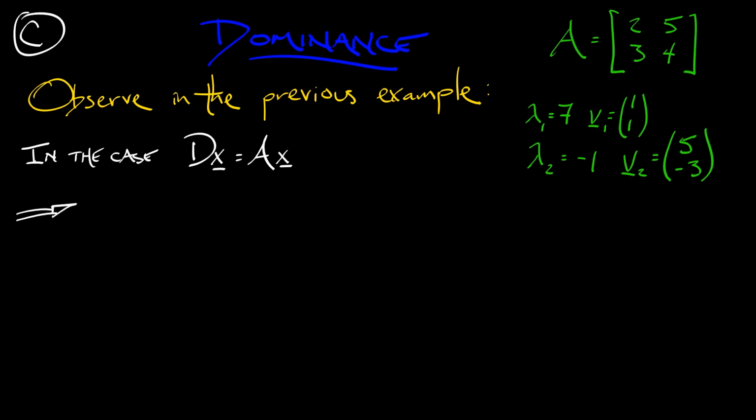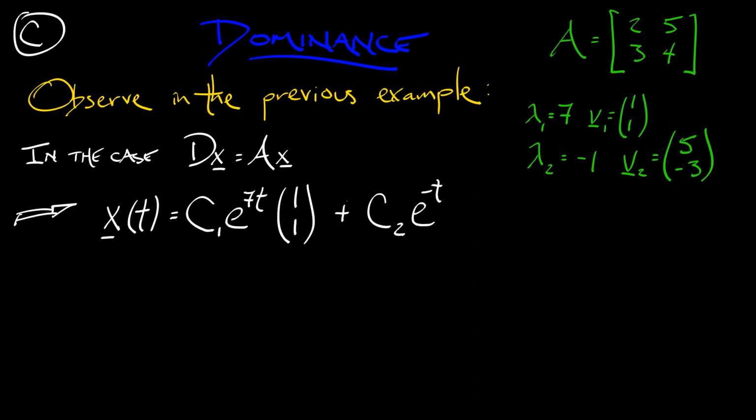Well, x of t is a linear combination of the two eigenmodes. You have c1 times e to the 7t times the vector (1, 1), plus c2 times e to the -t times the second eigenvector, (5, -3).